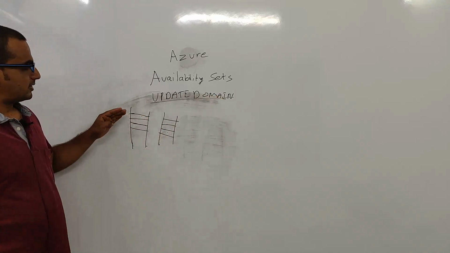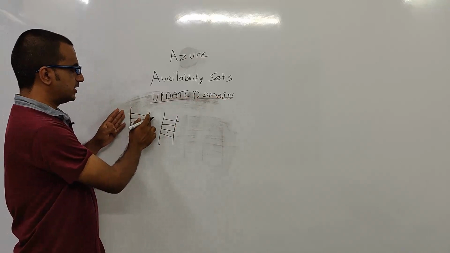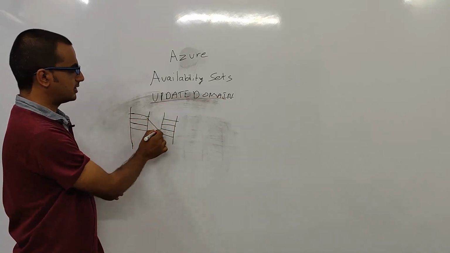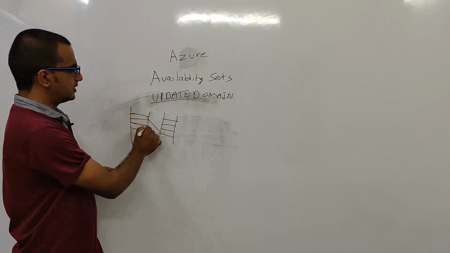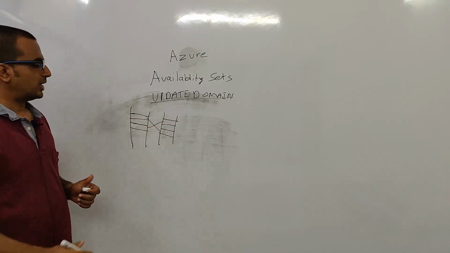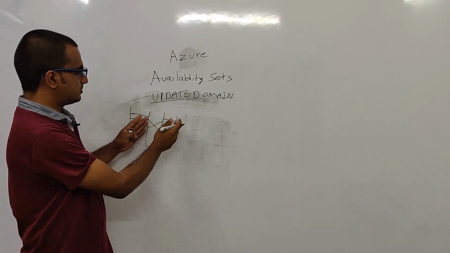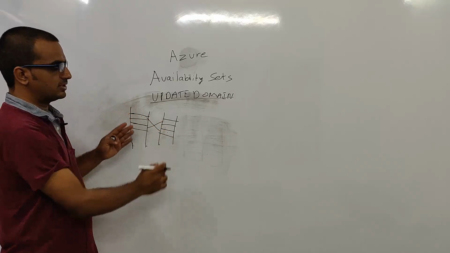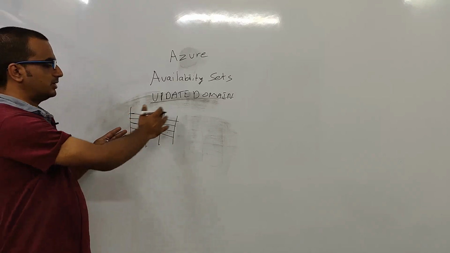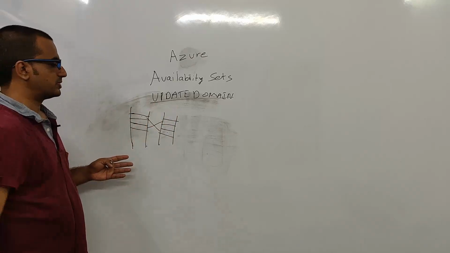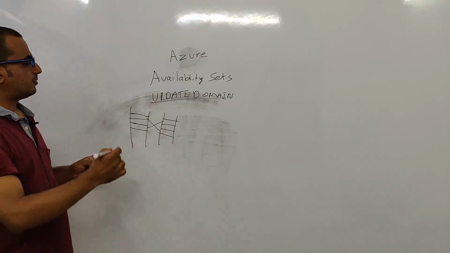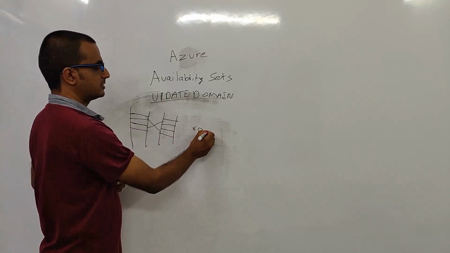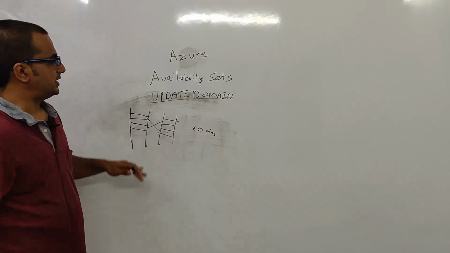So suppose these two servers are running Windows 2016 and this one is running 2019. When they are upgrading the 2016 servers, they will upgrade both servers at the same time, and similarly for the 2019 servers. During the update process, there is a downtime of around 60 minutes on each update domain.